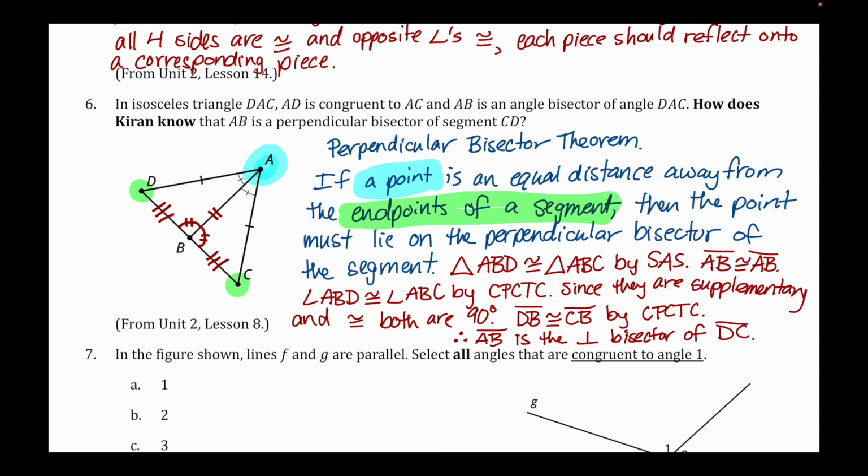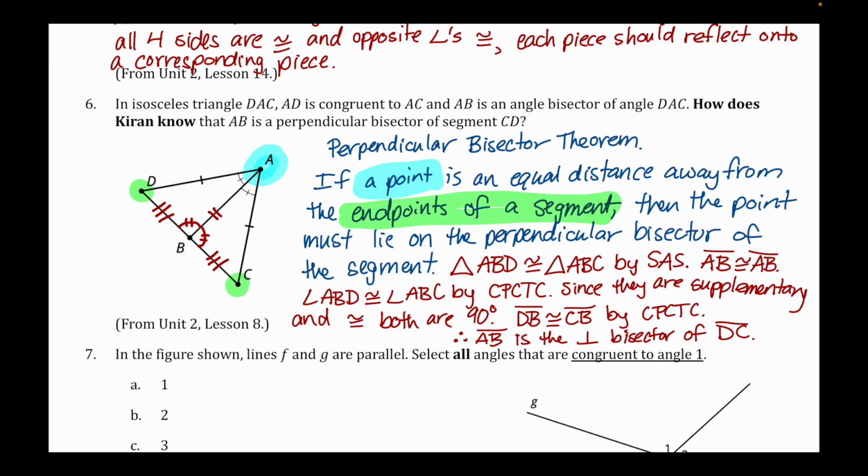So two separate explanations that both work. It really just depends on whether they want us to prove the perpendicular bisector theorem or to use the perpendicular bisector theorem. So blue is using it, and red would be what we would use to prove it. So a little bit long of a question there, but wanted to show you both pieces.